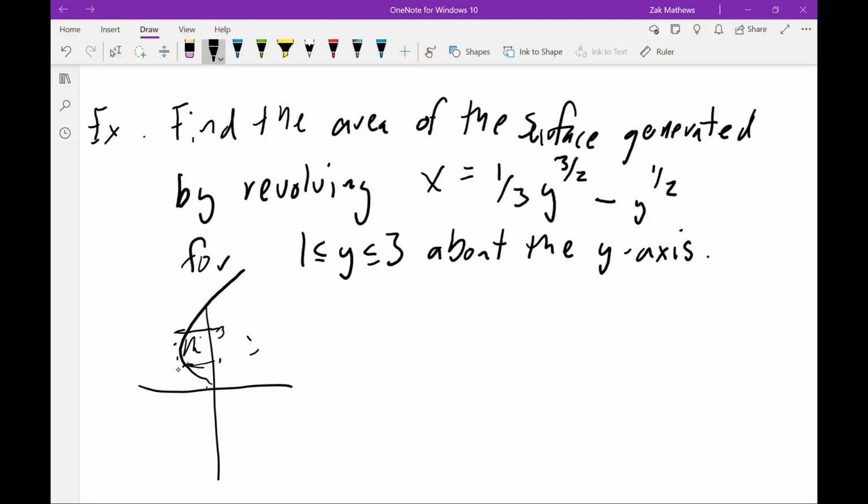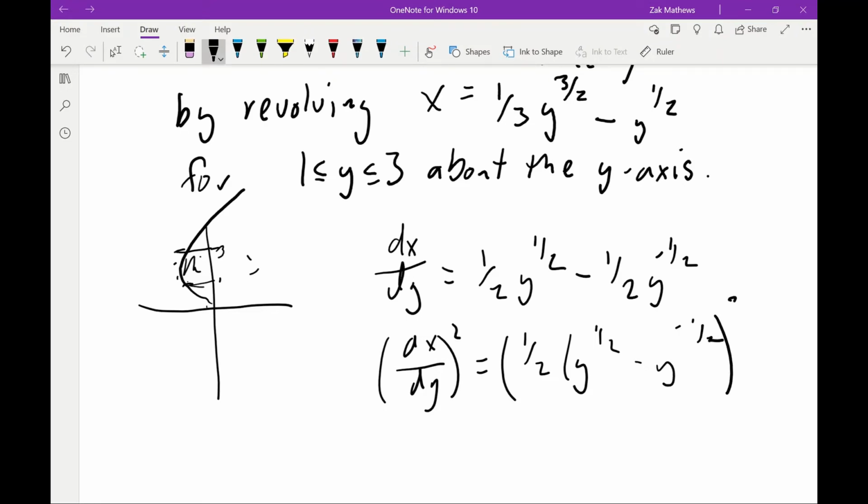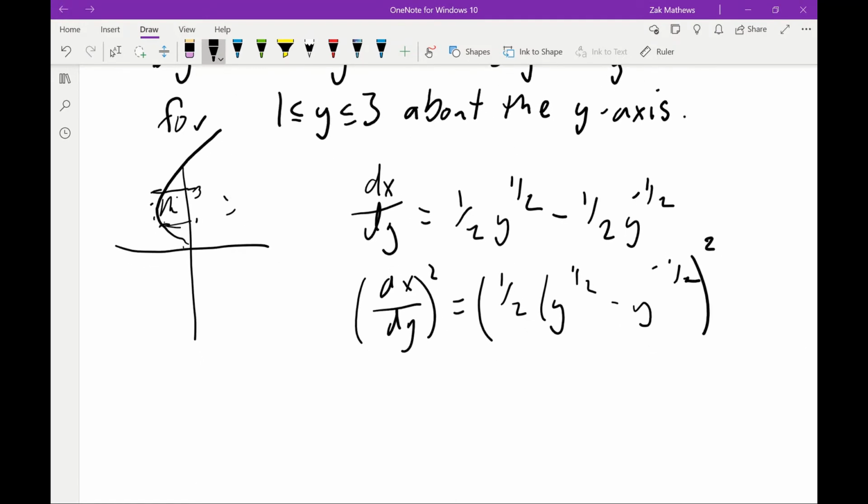So the first thing that I need to calculate is my dx/dy. If we take the derivative of our equation, the 3/2 multiplies to the front, we get 1/2 y to the 1/2 power minus 1/2 y to the negative 1/2 power. I'm going to take the derivative and square it, so that when I put it in my equation, it'll be really easy. So we will take 1/2 y to the 1/2 minus, let me factor out that 1/2 too, that'll make it easier, minus y to the negative 1/2, and I'm going to square it. Just taking that 1/2 out will make the calculation a little bit easier.